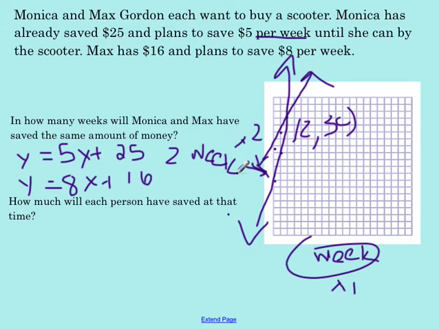And how much will each person have? Well, that's represented by the Y coordinate. So that's going to be $30. Okay. Let's take a look at these last ones here.